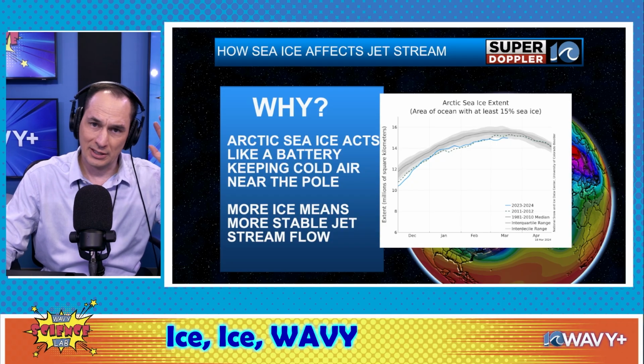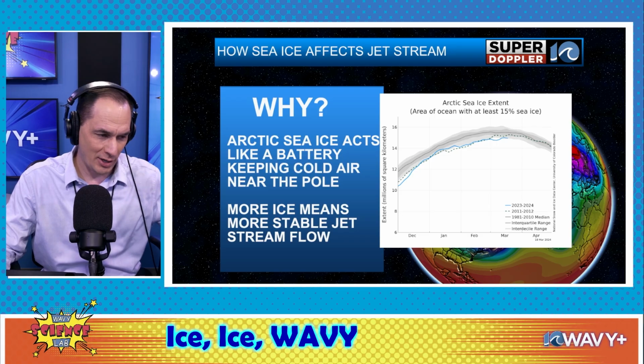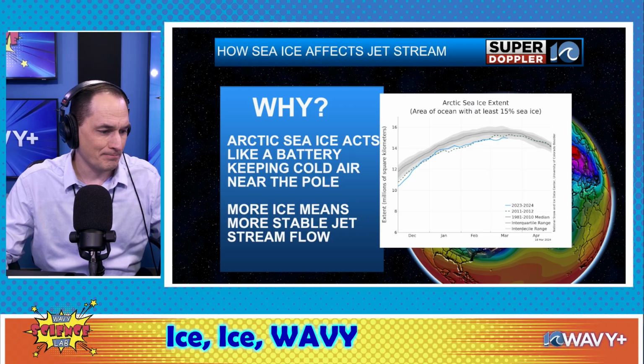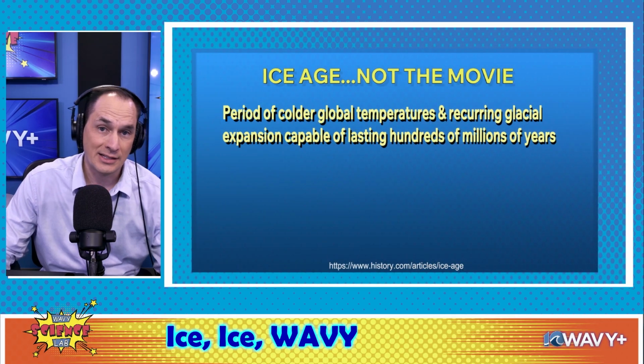A couple of years ago, I think the temperature in the Arctic at the North Pole was like 50 degrees, way above average, and then all that cold air rushed down here. So anyway, that's in terms of the jet stream. So now let's talk about history and the ice ages.